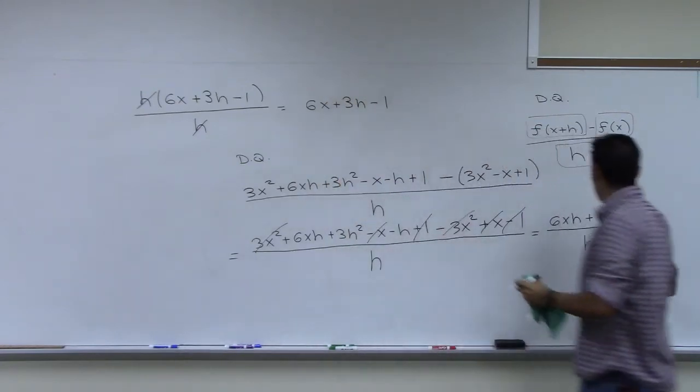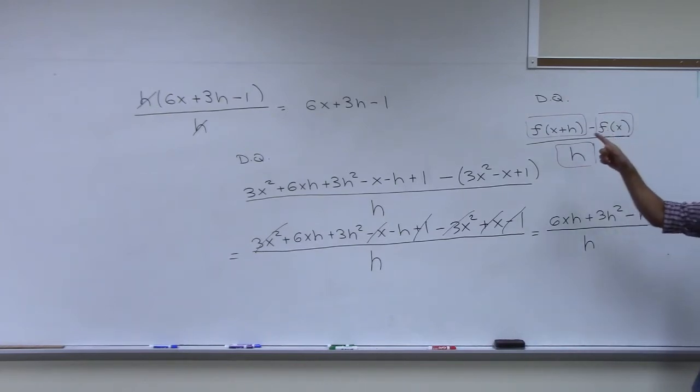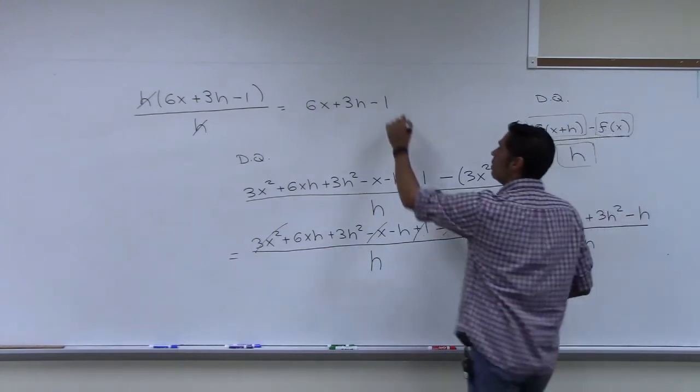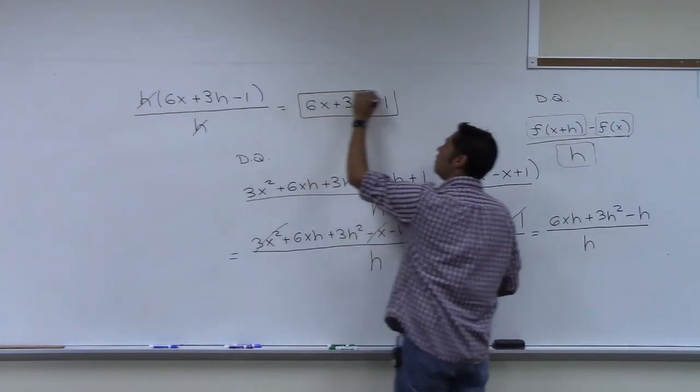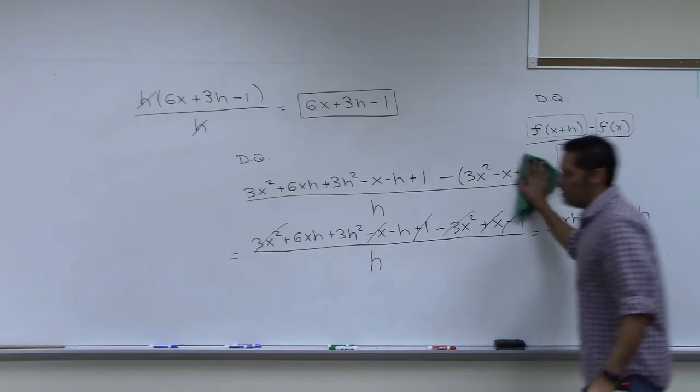But I pulled an h out, right? So I pull an h out of this, now I have just 6x. Pull an h out of that, I have just 3x, or 3h, and then pull an h out here, you get a negative 1. That's it. It's okay? All right, let's move on.